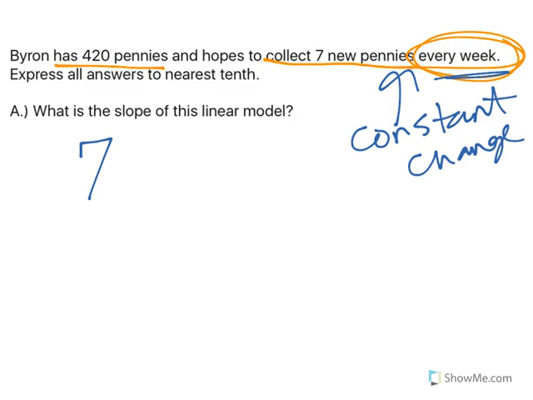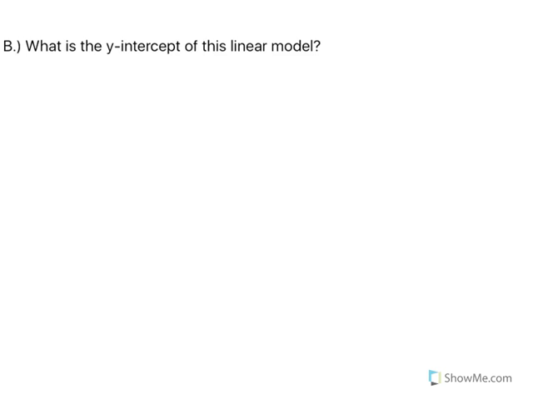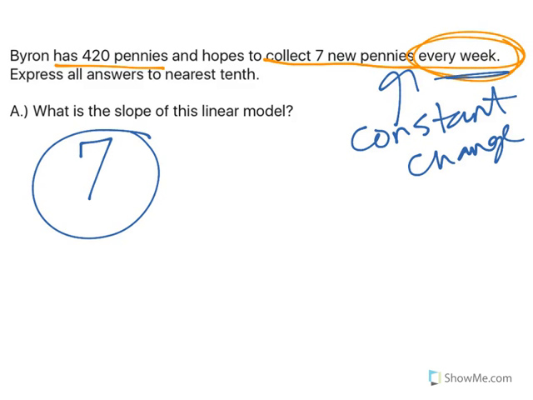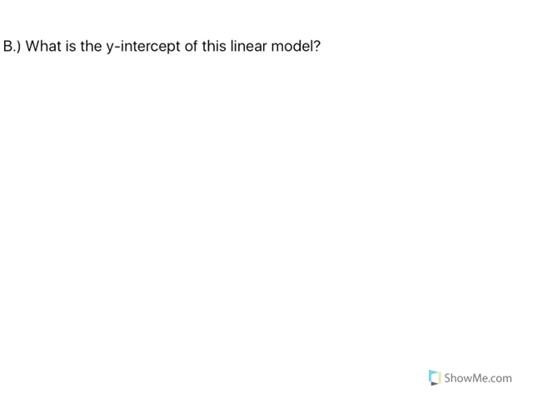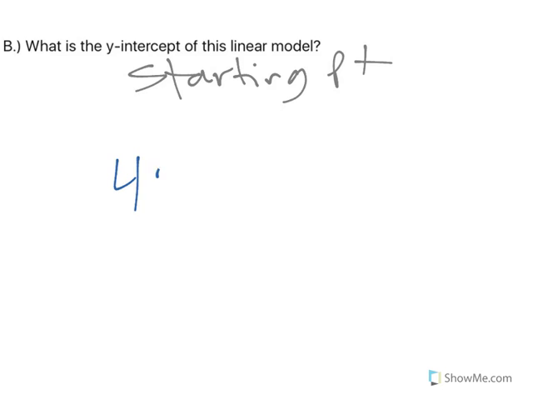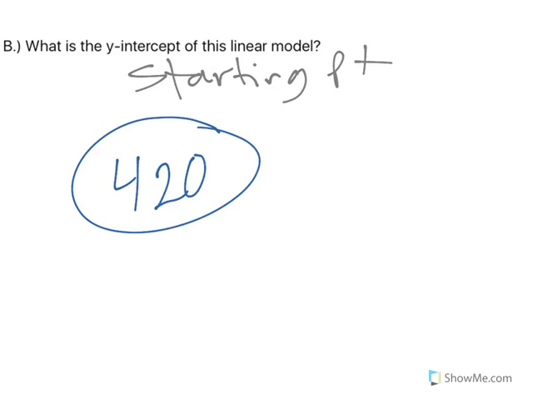And sometimes we talk about slope as a fraction. So if you want that to be a fraction, you chuck it over 1. Now in part B, what's the y-intercept? Well, the y-intercept is what's constant. It happens one time. And what happens one time? He has 420 pennies, right? That's what he starts with. The y-intercept can also be talked about as our starting point. But you only start one time in a spot. So our starting point is 420 pennies.